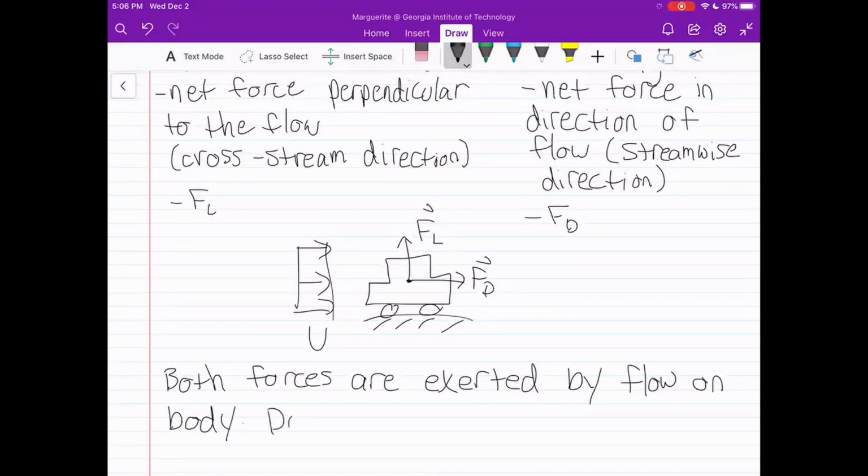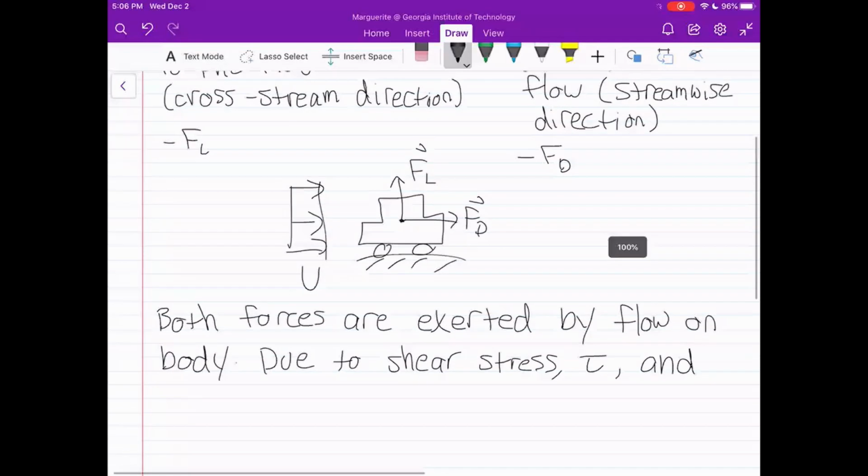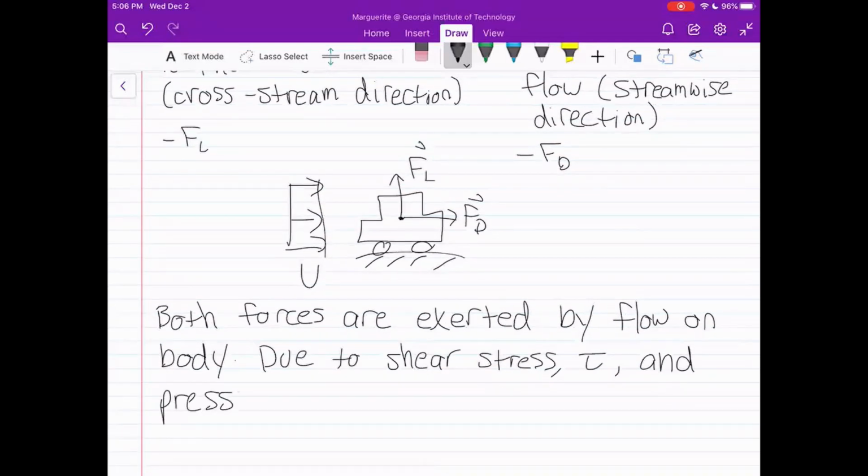And these forces are due to shear stress, which is tau, and normal pressure, P.